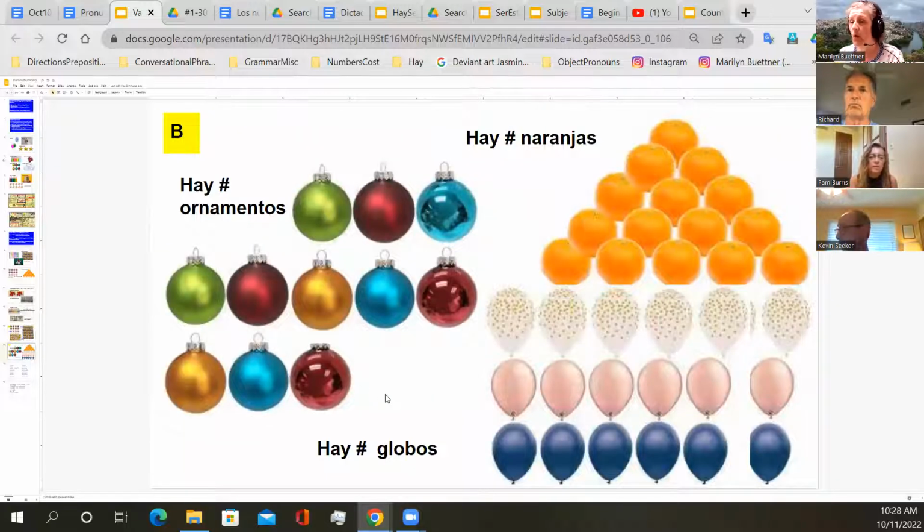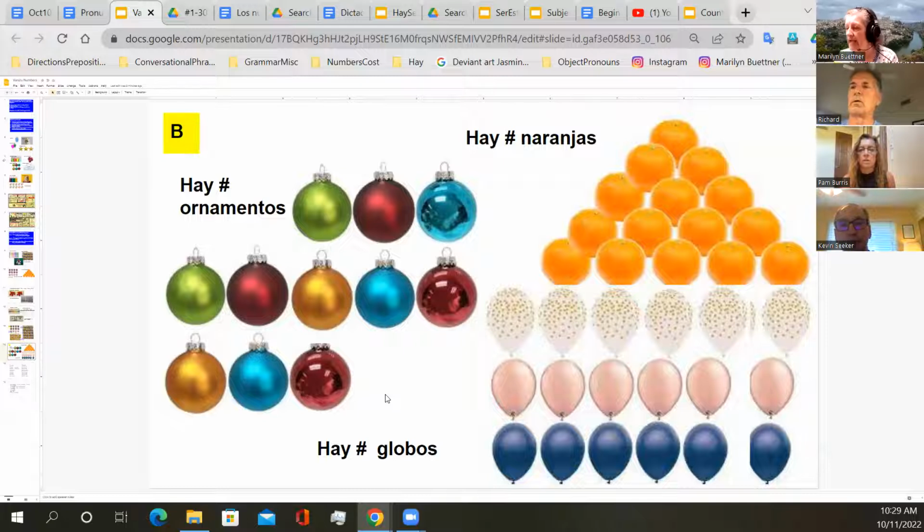Okay. Ornamentos. ¿Cuántos? How many? ¿Cuántos hay? How many are there? Hay 11 ornamentos. Muy bien. Let's string it into a whole sentence. Hay 11 ornamentos. I could say adornos, but ornamentos, everybody knows. Hay 11 ornamentos.